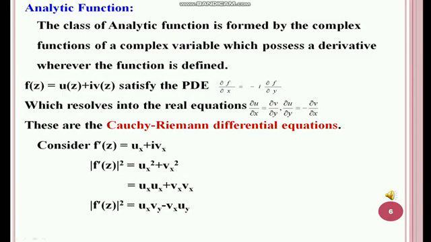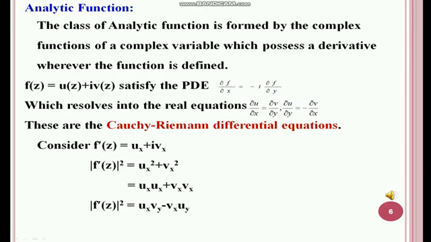Next, we move on to analytic function. This concept is also studied elaborately in UG complex analysis. Here we just recall some definitions and properties of analytic function. The class of analytic functions is formed by the complex functions of a complex variable which possess a derivative wherever the function is defined. Consider the function f of z equal to u of z plus i v of z.